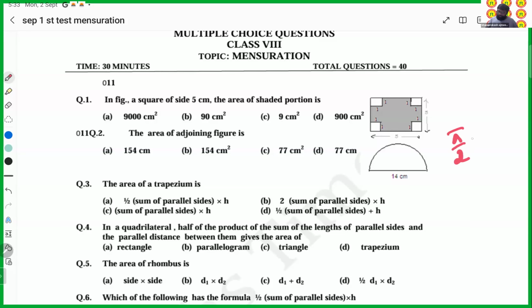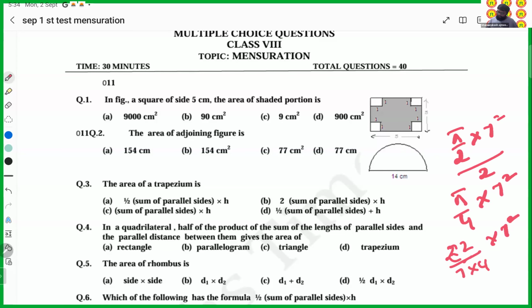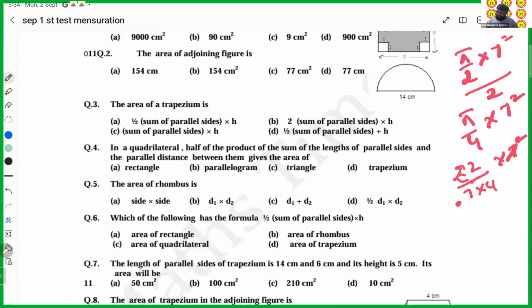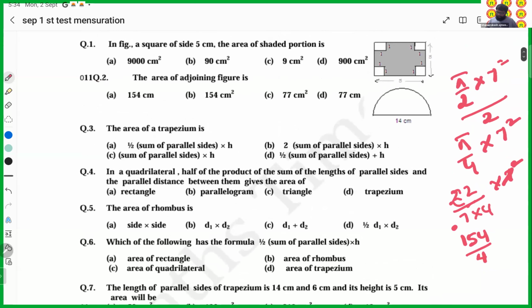So pi by 2 into r square, that is 7 square by 2. This is a half circle, right? So this by 2. That would be pi by 4 into 7 square. So 22 by 7 into 4 into 7 square. 7 will get cancelled. And what are we left with? 154 by 4. Oh dear, this option is not here either.